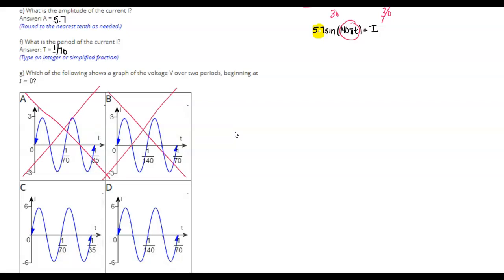Now we have to look at C and D. Those both have amplitudes of 5.7. Now we have to take a look at the period. One cycle should be a width of 1/70th. So here's one cycle of sine, boom, stops at 1/70th. One cycle of sine here stops at 1/40th. Well, we wanted 1/70th. So it's not D, the answer is C. And there you go.